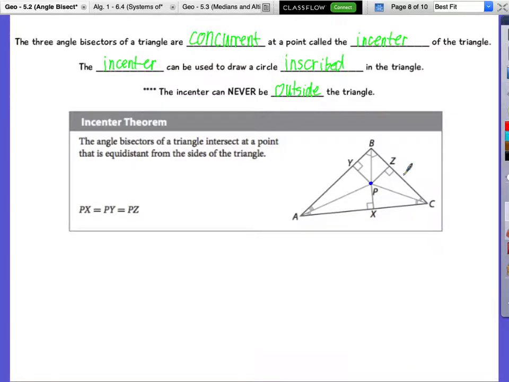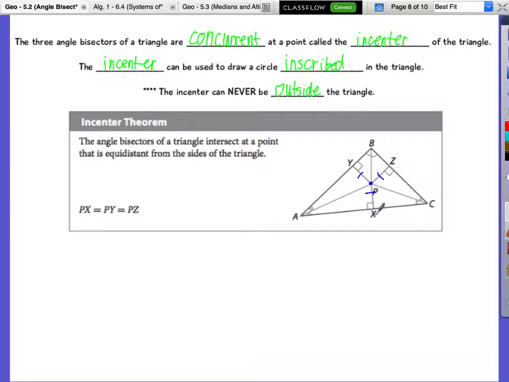Now once again, we measure the distance at the perpendicular. Remember, we always measure distance at a perpendicular, because that's the shortest distance to something that's perpendicular to it. Alright. Now, what that's saying is PX is going to be the same length as PY, which is also the same length as what? PZ. It's going to be equidistant to all three sides.